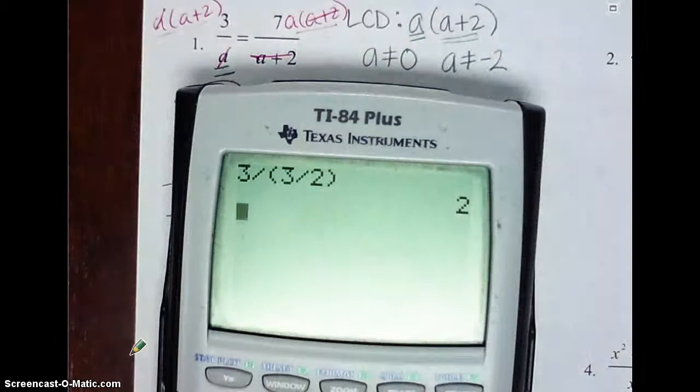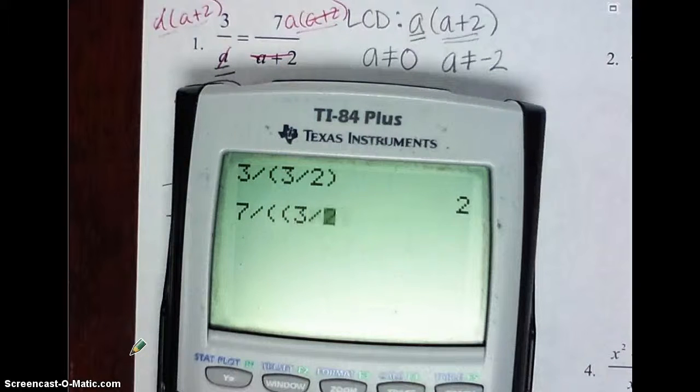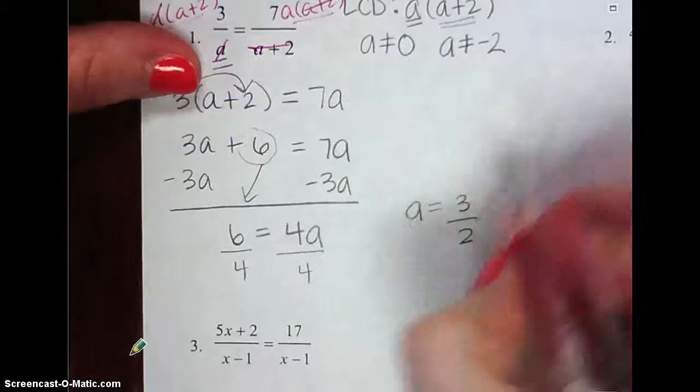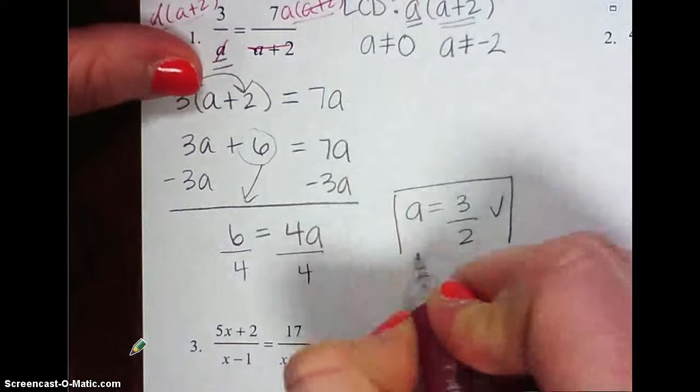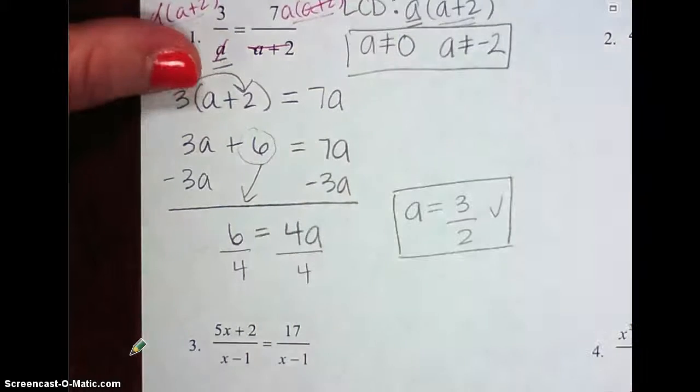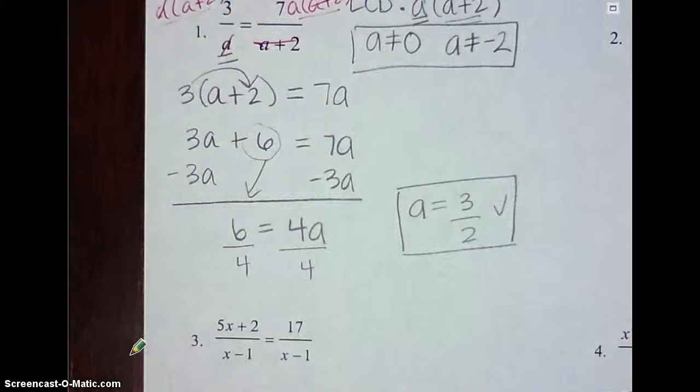And then you can check the right side. So 7 divided by 3 over 2 plus 2. It is also 2. So you check to see that you get 2 on both sides. So that works. So you have 2 answers here. You're going to have what A equals and what A cannot equal. Okay, so you should have 2 things that you're showing me.